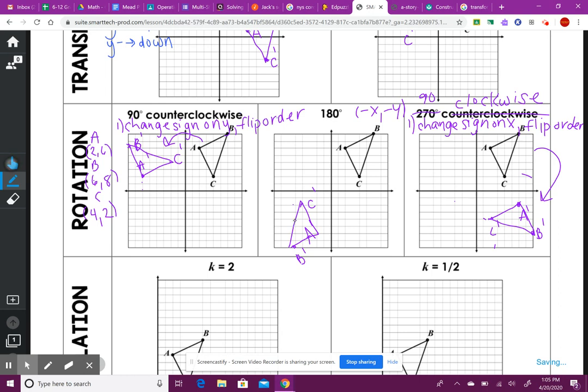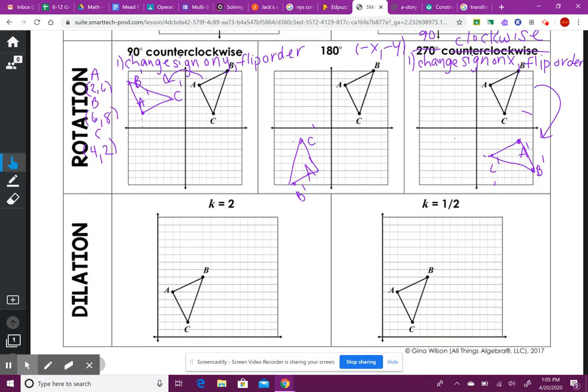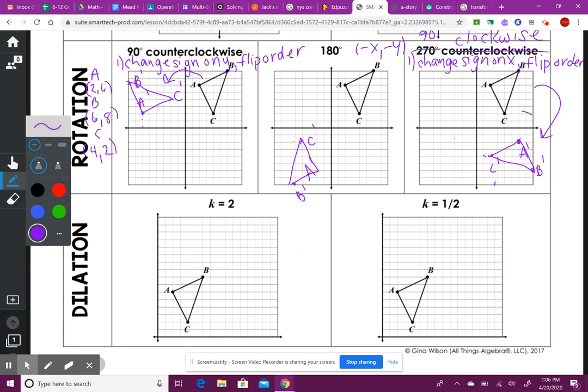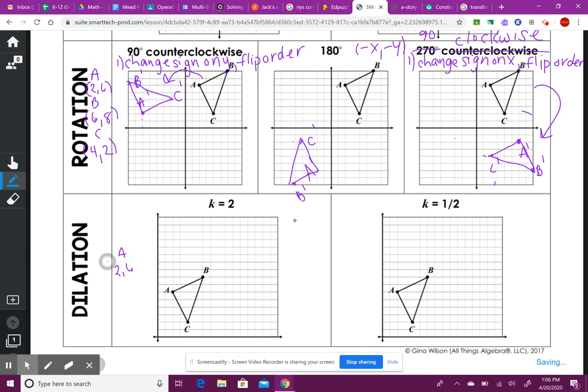Let's take a look at the last transformation, which is dilation. If you forgot, that just means you multiply by whatever number they give you as your scale factor. So my original A, B, and C are still at (2, 6) for my A, (6, 8) for my B, and (4, 2) for my C. If I have K equals 2, or my scale factor equals 2, it just means that I multiply my X and my Y both by 2 to get my new answer.